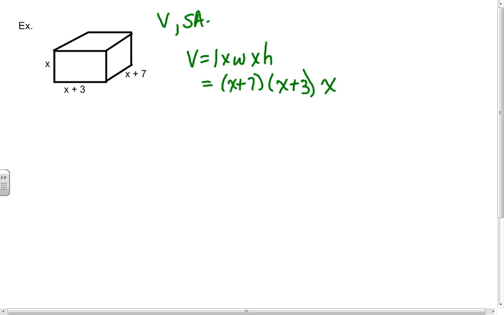Order doesn't matter. You've got 3 dimensions. You're multiplying those 3 dimensions. I'm going to simplify that expression. I have some multiplication to do. I'm going to do FOIL.